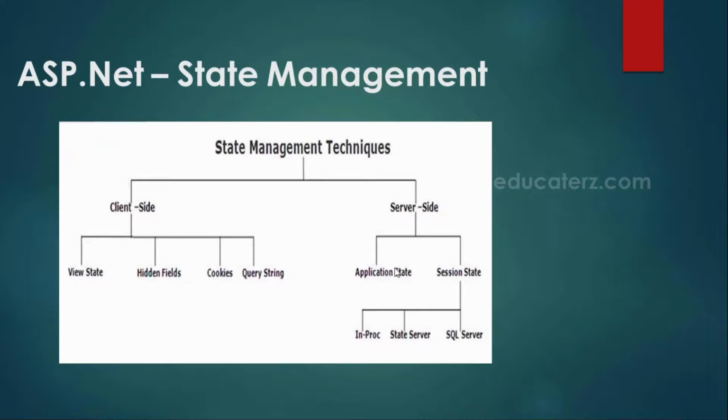Application state variables are stored on the web server. Web server means we'll be keeping our web application on a server. An example is IIS server, Internet Information Services, so that everybody who has an internet connection with your website URL can access your application. Application state variables are cleared or removed only when the process hosting the application is restarted.